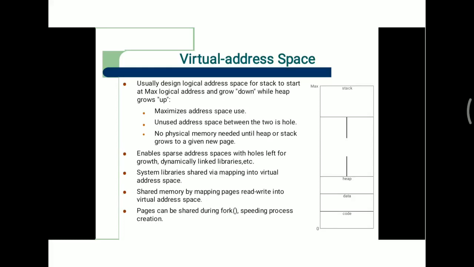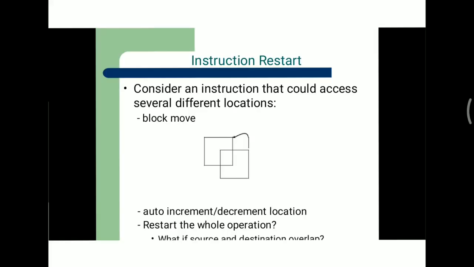When it comes to system libraries, they are shared via mapping into virtual address spaces. The libraries are shared via virtual mappings here. Shared memory is done by mapping pages read-write into the virtual address space. The pages can be shared during fork, speeding up process creation. The pages can be shared while the process is running also. That's the advantage of the virtual address space.